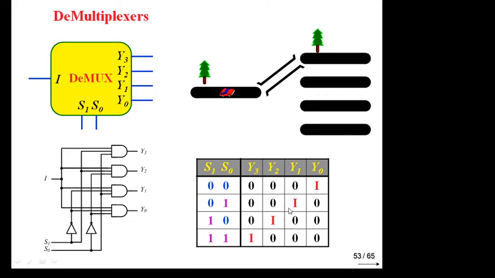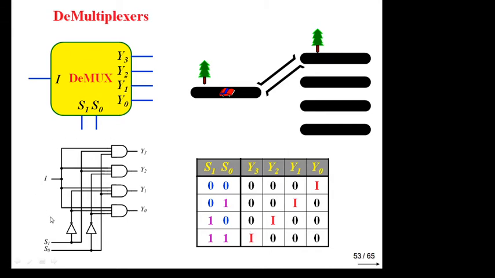And similarly, output 0 0 means Y0, so this will be I. 0 1, this will be Y1. 1 0, which is 2, so Y2 is I. 1 1, Y3. Y3 is connected to I.